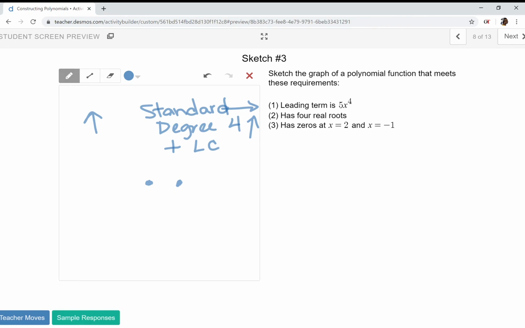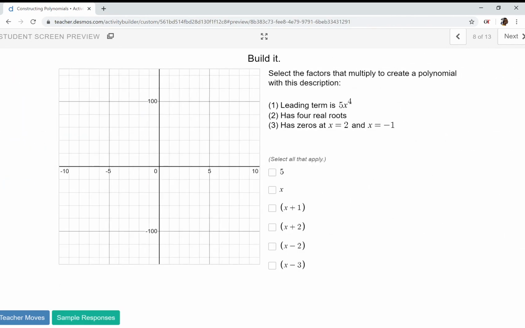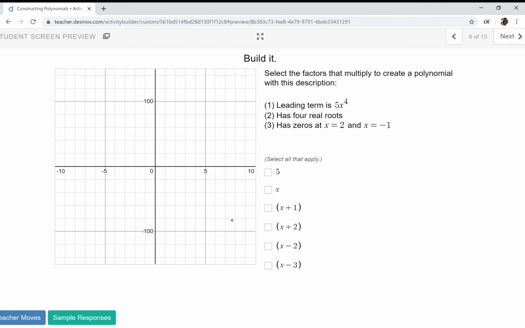Okay, slide 8. Let Desmos build it. So there is your leading coefficient. So here you're going to select all that apply. All right, your leading term is a 5. So notice that all of your x values here, their leading coefficient is 1. So you need a 5. All right.